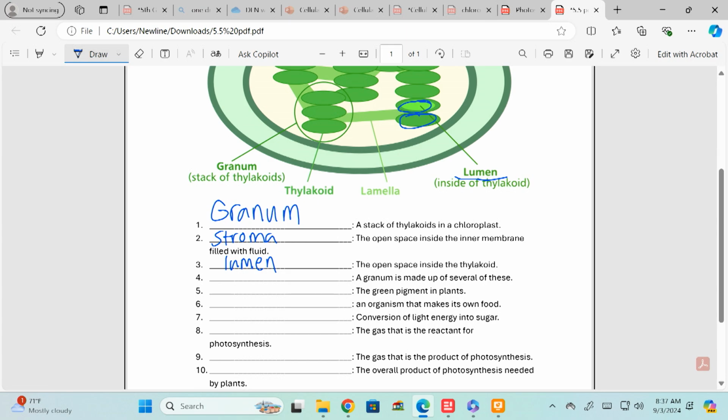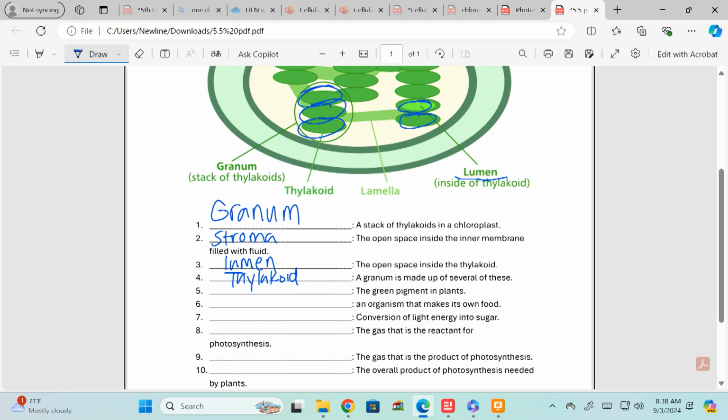Okay, number 4, it says a granum is made up of several of these. So here's a granum. A granum is made up of several repeating structures. Those repeating structures are called thylakoids. So each of those little circles there is called a thylakoid. Great job, y'all. Let's keep it going.